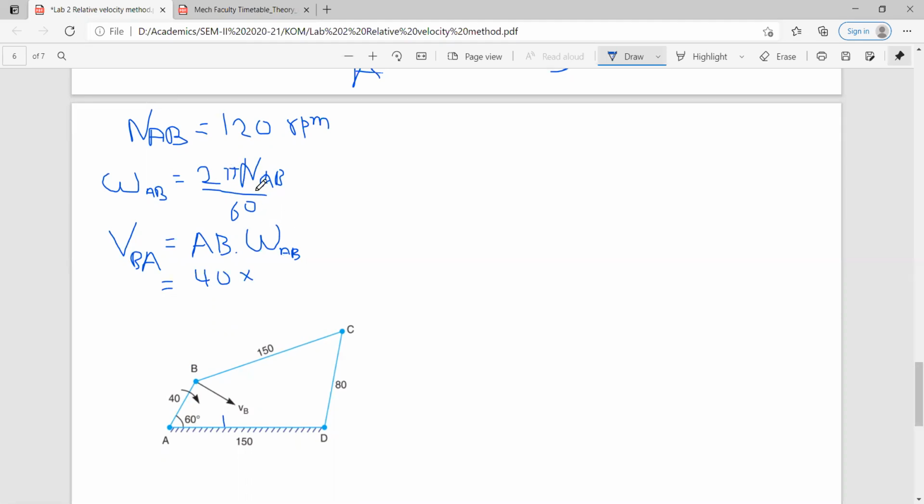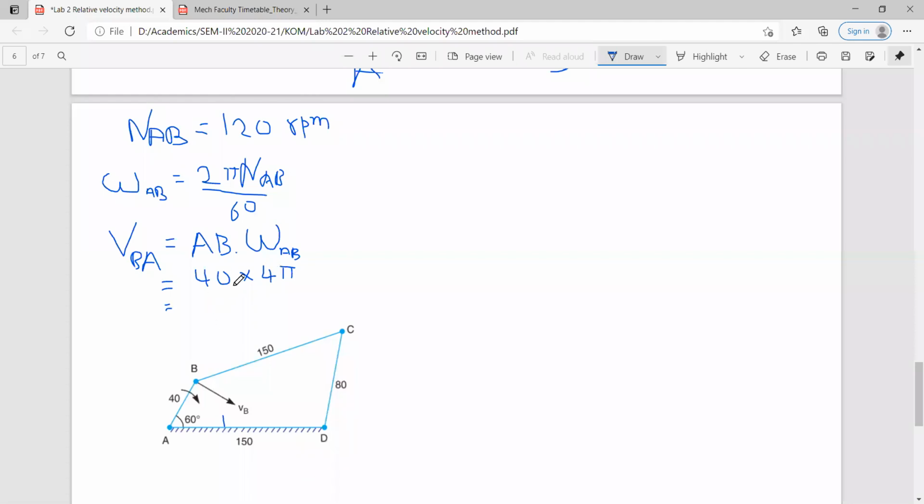So this 2 into 120, right? So 4 pi. Angular velocity कितना है? That is 4 pi radian per second. So this is the value for. Sorry, sir, I forgot to multiply this. Yes, correct. 502.65.